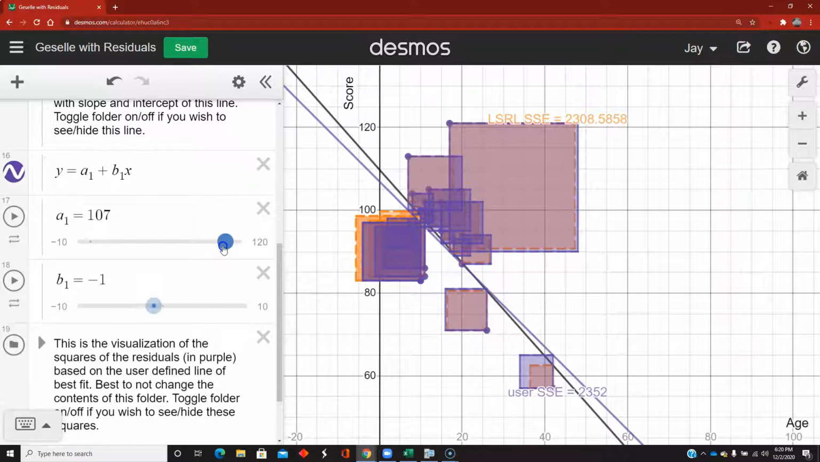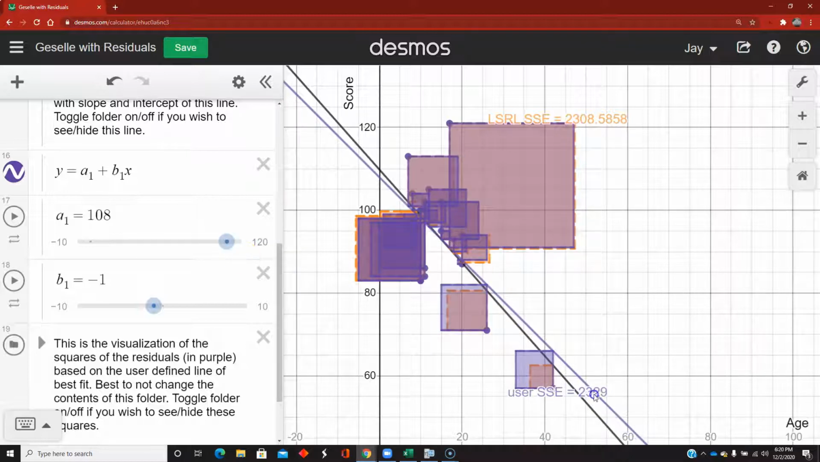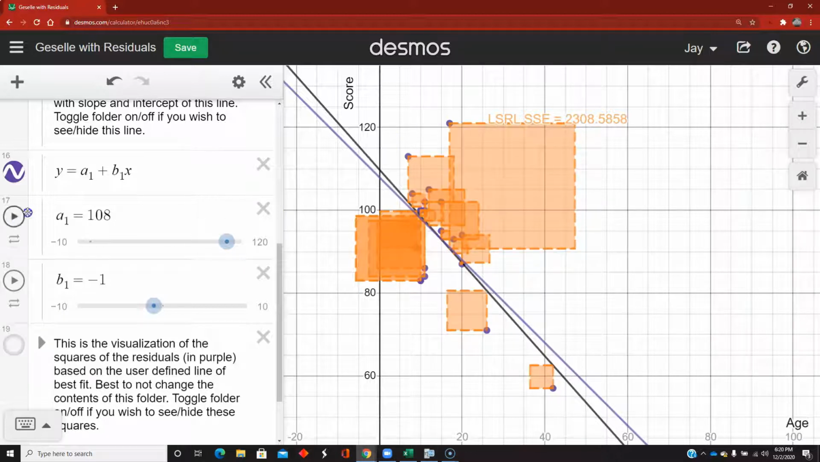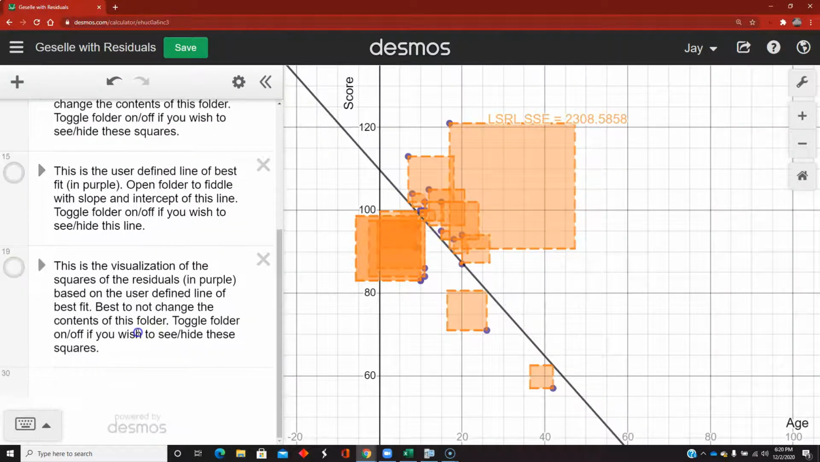But notice that when I get the sum of the squared residuals really close to this number, it's because my user-defined line is very close to the actual least squares regression line. But anyways, the point is that it's called the least squares regression line because it's the line that minimizes the sum of the squares of the residuals.